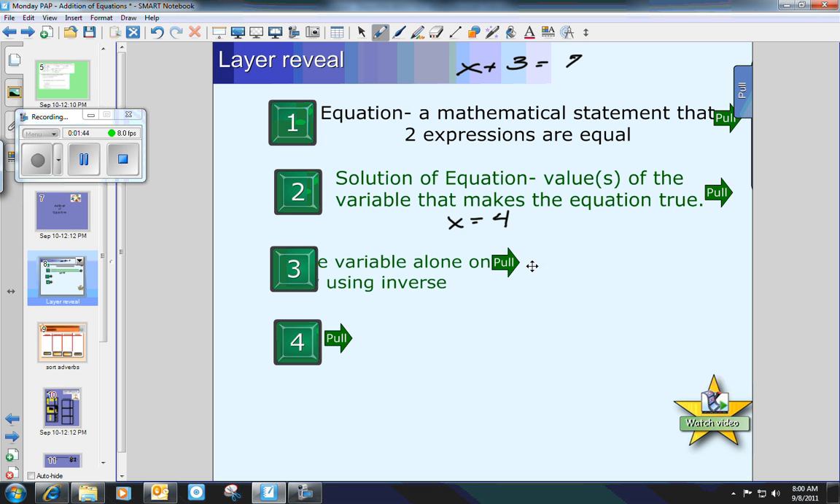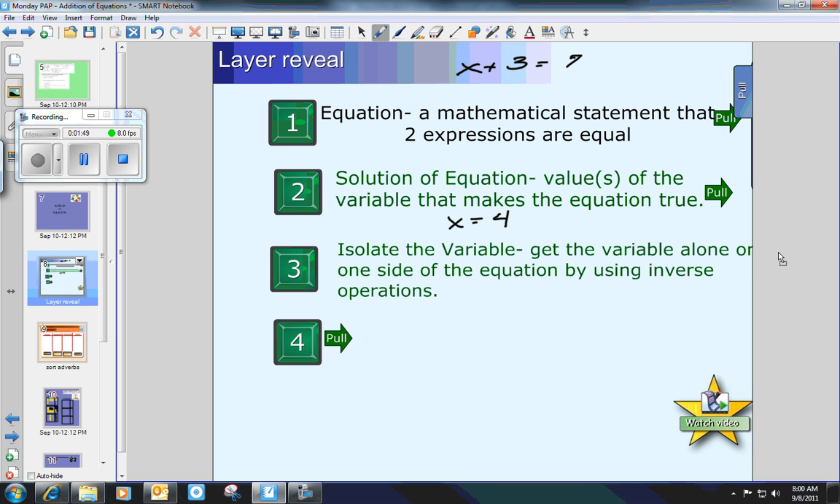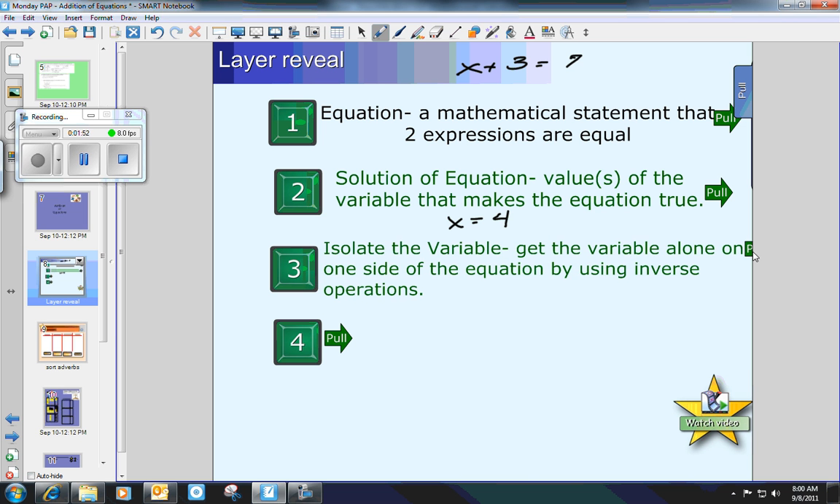Okay, there's going to be some steps in between that we're going to use so that in more complicated problems we'll be able to find our solution. And what we're going to have to do is isolate the variable. That means to get the variable, which is the letter in the equation, we need to get that letter alone on one side of the equation so that it's equal to the solution. And you can see here, right above here, x equals 4. The variable is alone on one side of the equal sign, and the solution is on the other. Okay? So we're going to be isolating the variable using inverse operations.